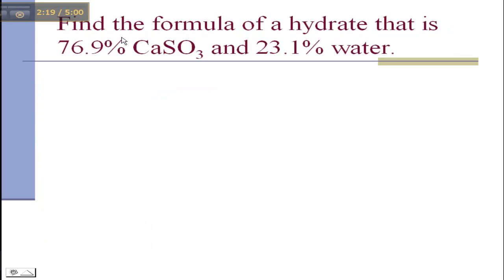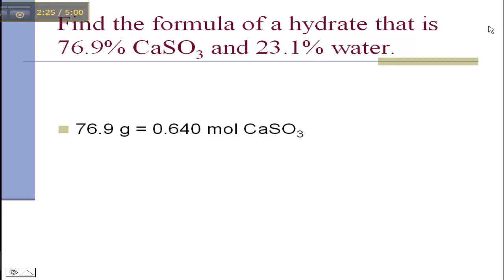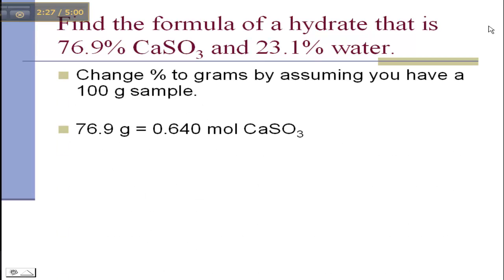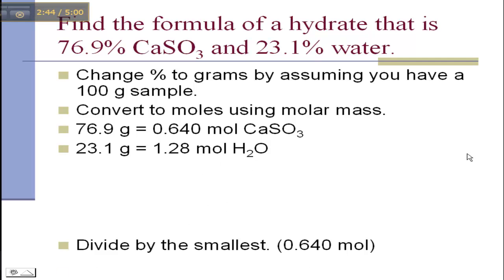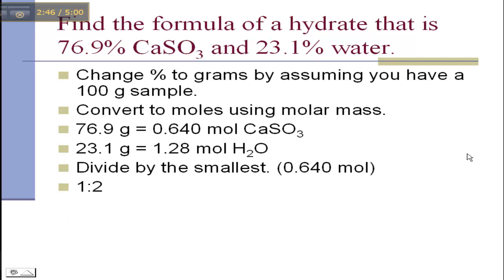Alright, in this problem we have percentages. So same thing, we're going to assume that we have a 100-gram sample and change those percents to grams. Alright, so convert to moles using molar mass. So 76.9 grams of calcium sulfite is 0.640 moles. 23.1 grams is 1.28 moles of water. So 0.640 is our smaller value here, so we divide. We get a 1:2 mole ratio.